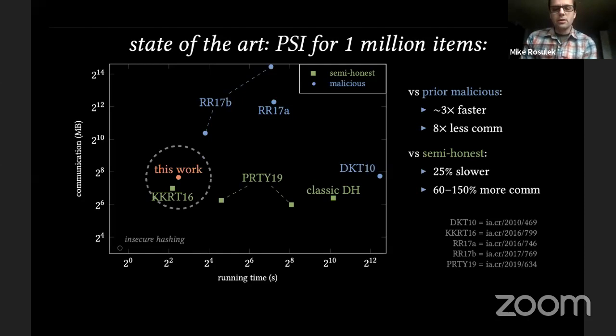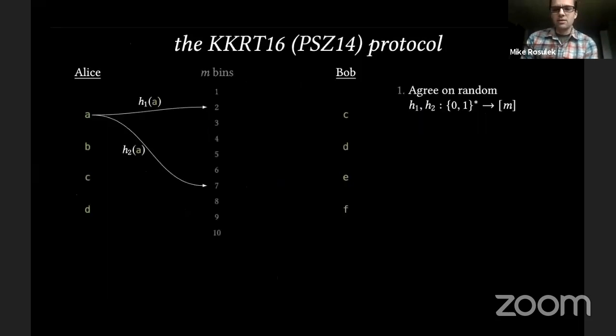What we do in this work is we almost close the gap in performance from semi-honest PSI to malicious PSI. So we introduce a new approach for malicious PSI. It's only 25% slower than the current best known semi-honest PSI protocol. And I feel like our main idea is simple enough that I can convey it to you in 5 minutes. We'll see if I succeed.